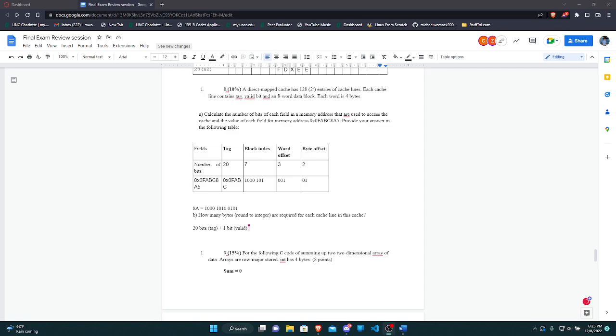Okay, and then we want to know the total amount of bytes in each cache line, right? So we know that each cache line has the 8-word data block. So 8-word data block times each word that has 4 bytes. So 8 words, and then each word has 4 bytes. So that's 8 times 4. Does anybody have any questions on that?